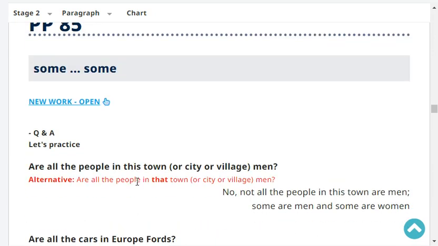Are all the people in your town men? No, not all the people in my town are men. Some are men and some are women.